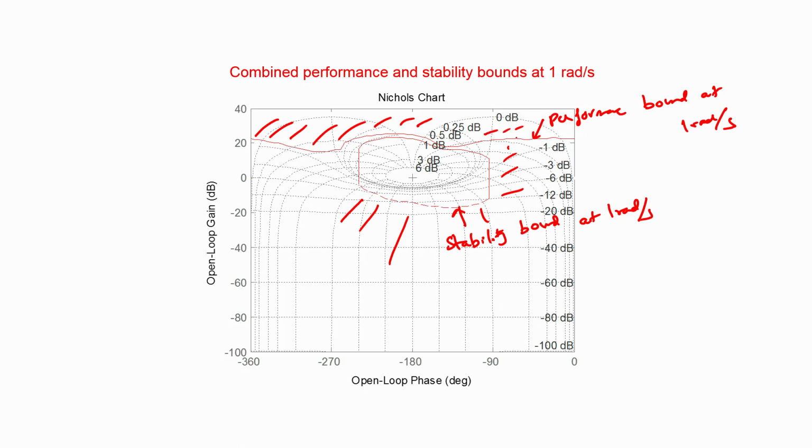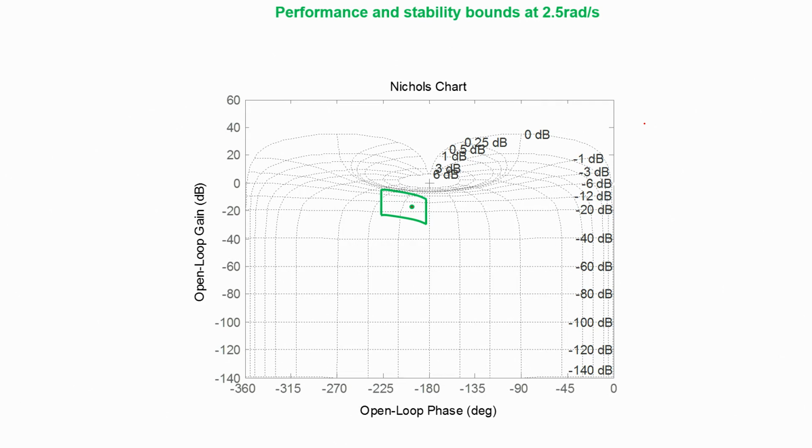So in order for both of them to be met, it should lie in the region that is the intersection of these two bounds, and in this particular case at this particular frequency that region simply ends up being bounded by the performance bound itself, because the performance bound and the stability bound do not intersect in this particular case. Now we can repeat this exercise at other frequencies of interest to us. So I have repeated this now at 2.5 radians per second.